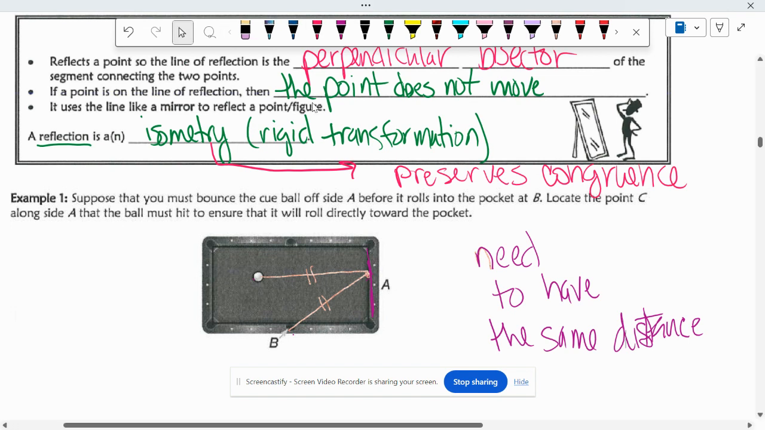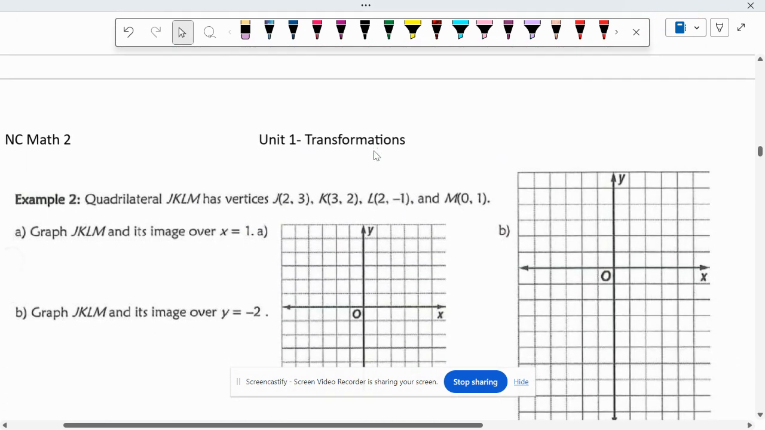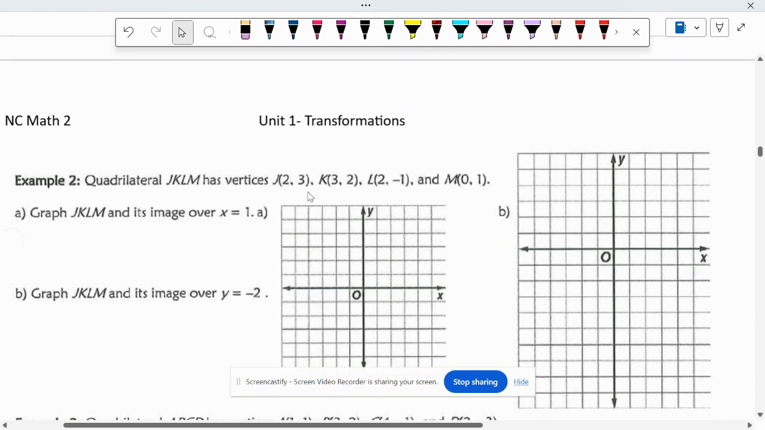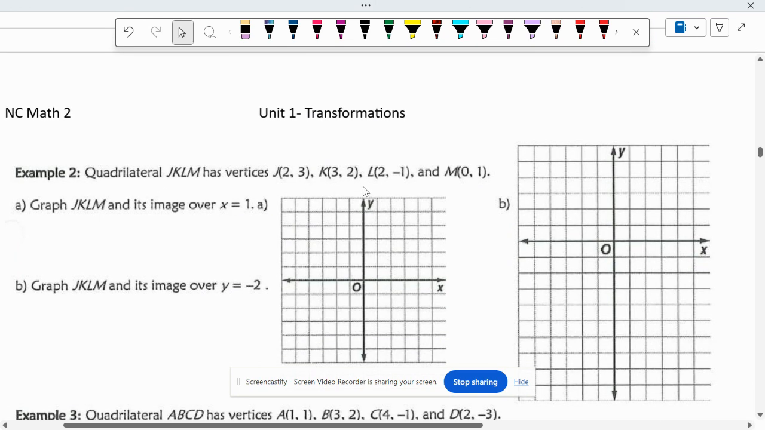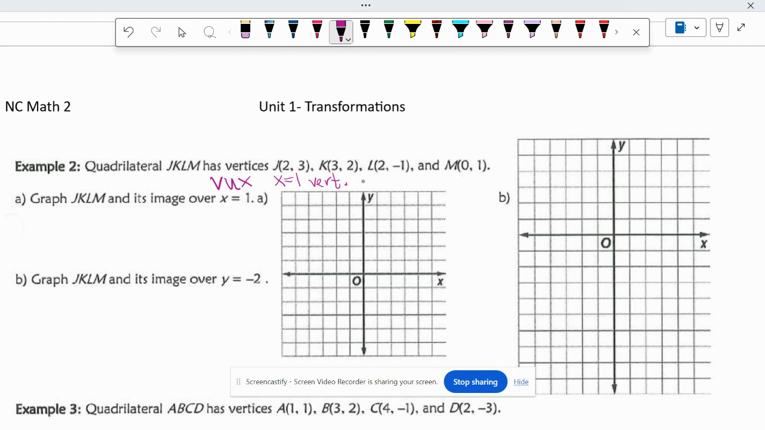So example number 2 gives us a quadrilateral. Quadrilateral JKLM has these vertices below. We're going to graph it and then we're going to reflect it over the line x equals 1. So remember, you learned this in Math 1. So x equals 1 is a vertical line. Down here, we're going to reflect it again over y equals, that's a horizontal line.